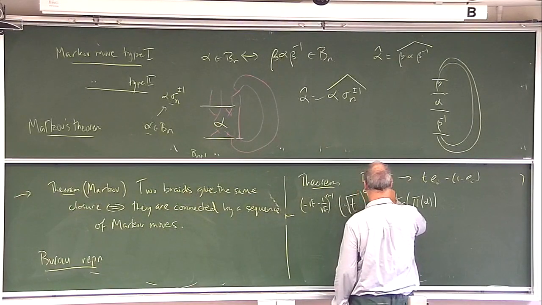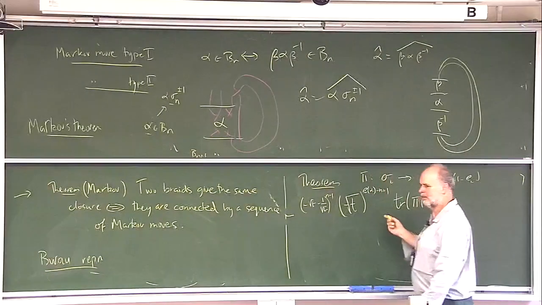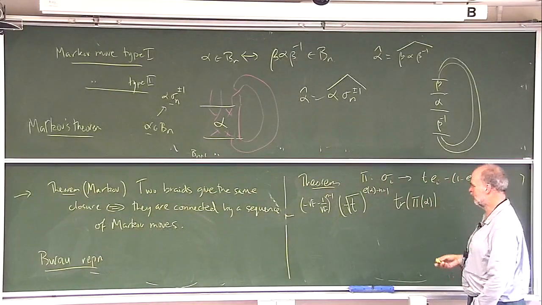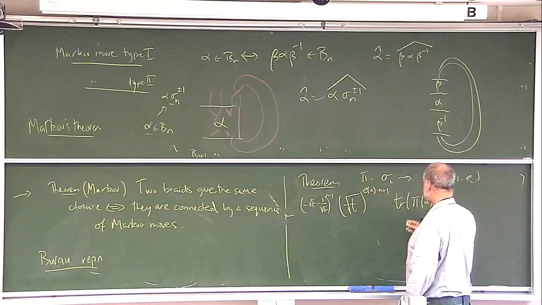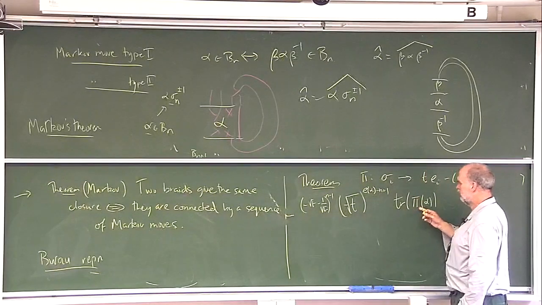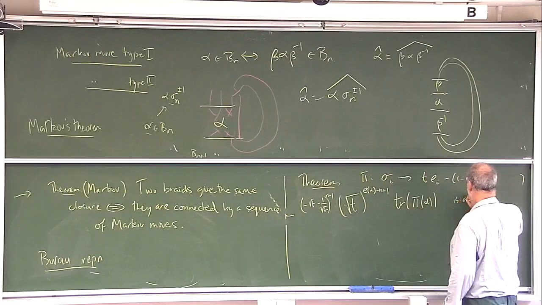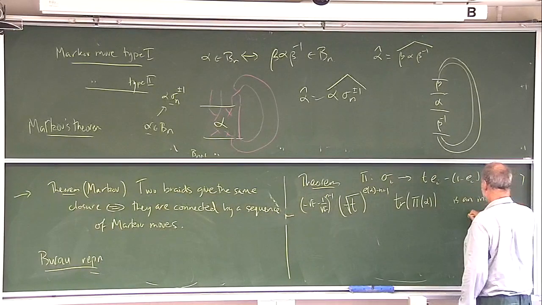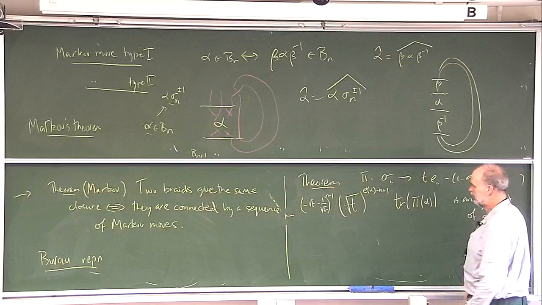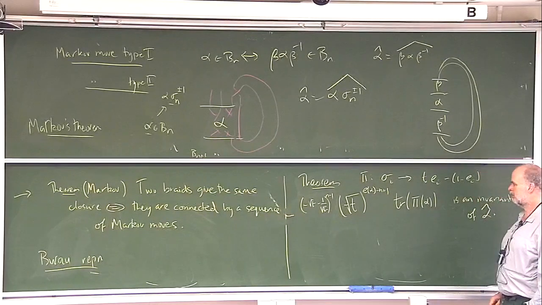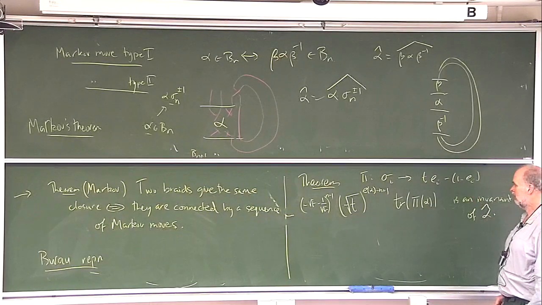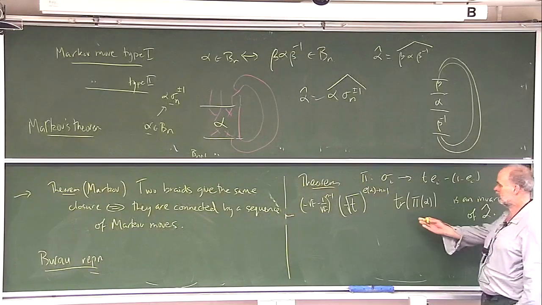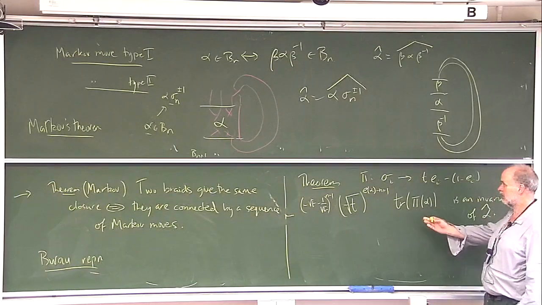I think it's minus n. I don't know. Look this up in anything on the Jones polynomial. This is an invariant of alpha hat. So we just have to check that this depends only on alpha hat. And that's very easy. It's just got to be invariant under the two Markoff moves.